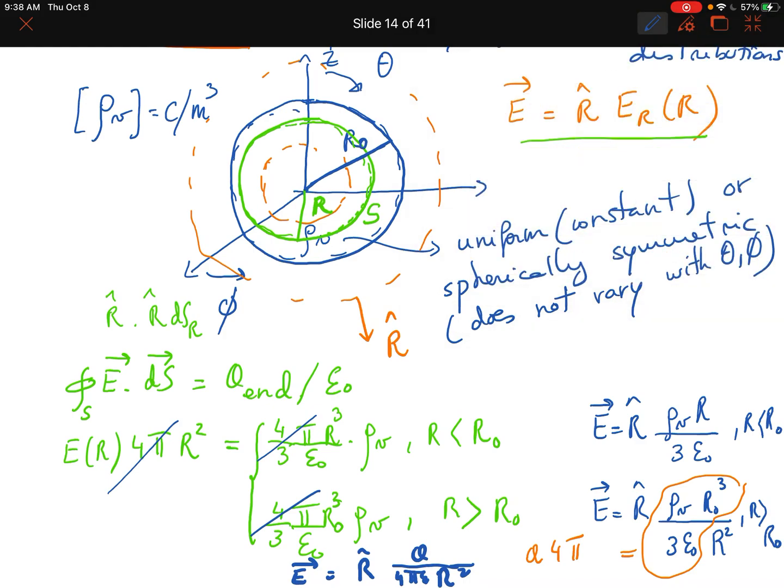And here we considered just uniform or spherically symmetric volume charge distribution, rho v, and because of that this flux became just the magnitude times the surface area. But if this charge density was a function of r, then we just have to take this actual integral to go from Gauss's law to finding the magnitude of the electric field.